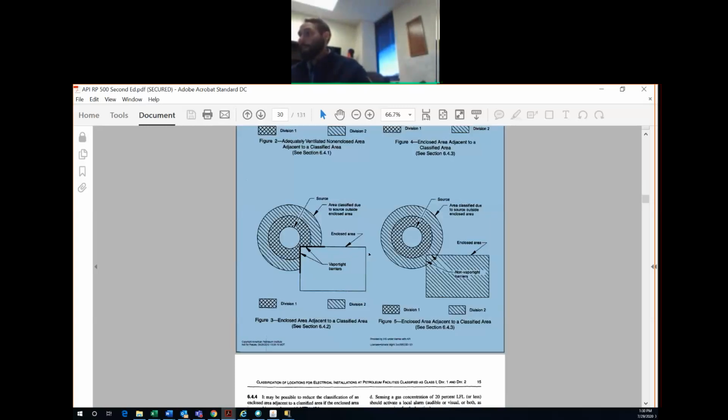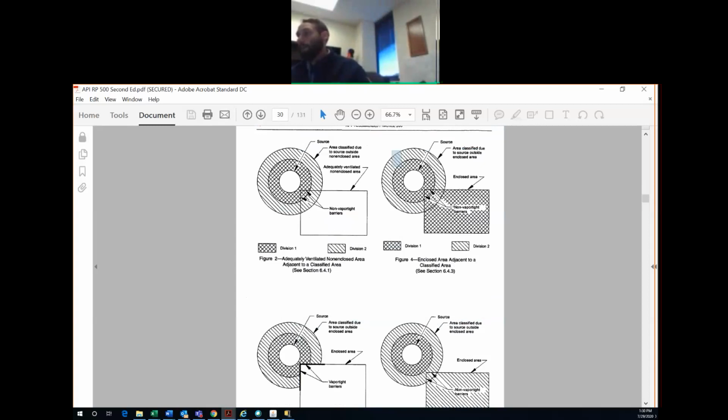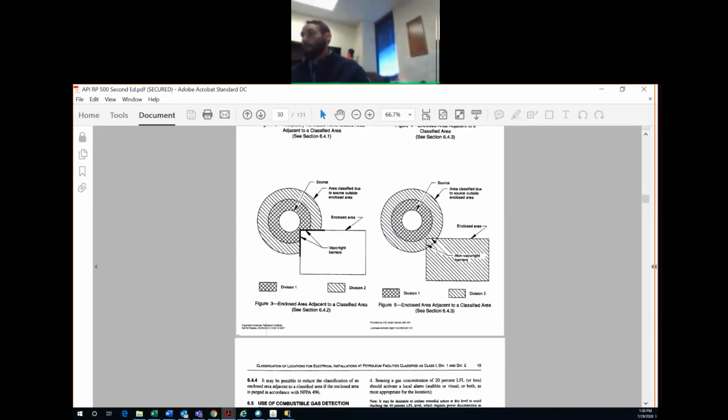And then this last example is analogous to the above top right corner. It's just that the enclosure is only touching a Class 1 Div 2 area. And we'll come back to this specific instance in a second when we talk about gas detection.